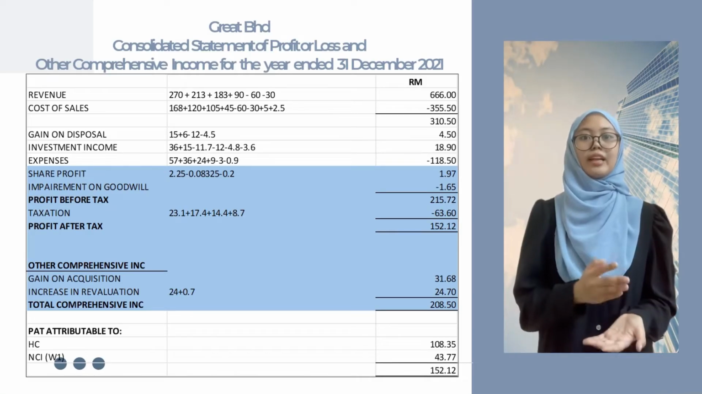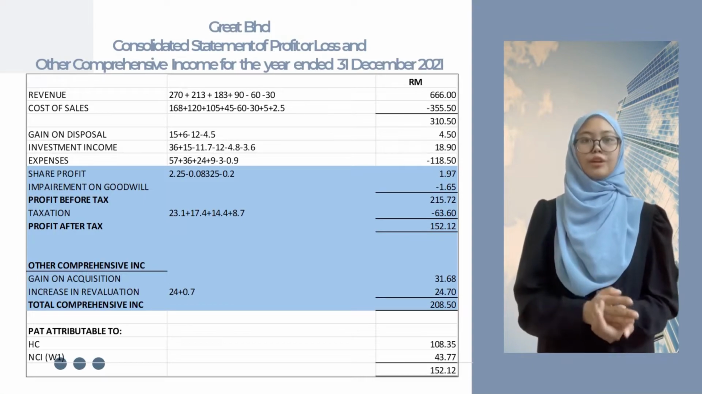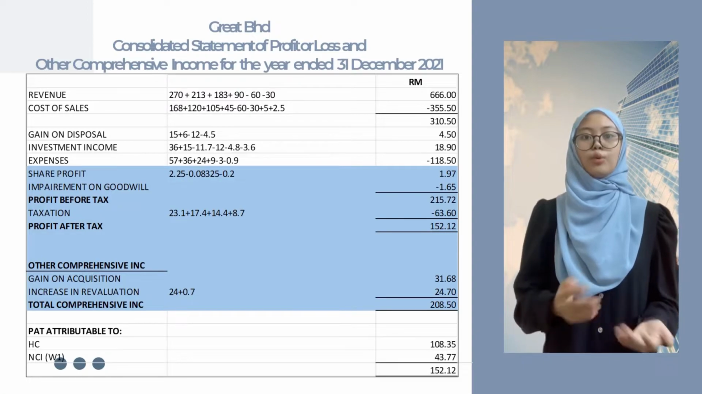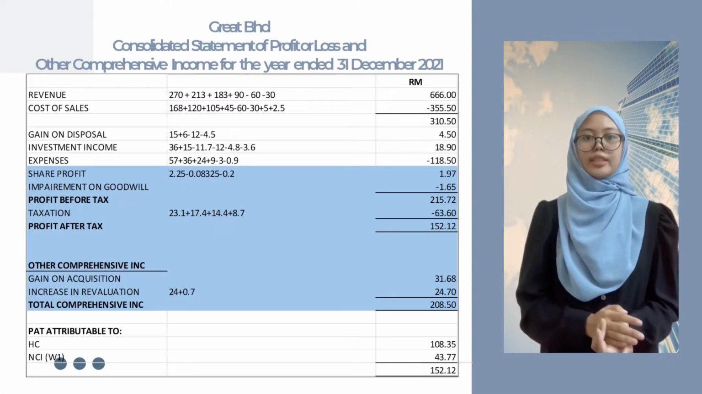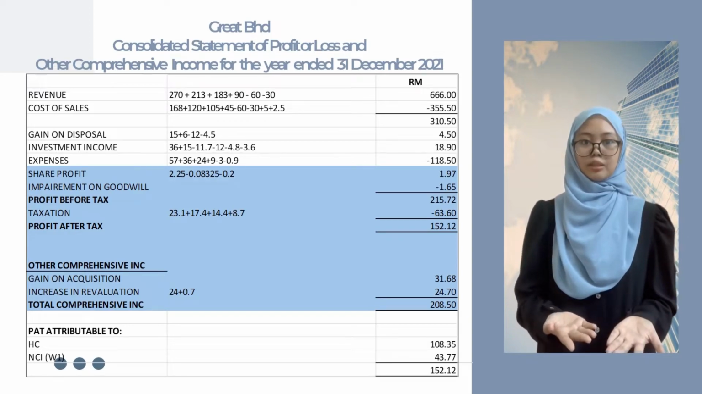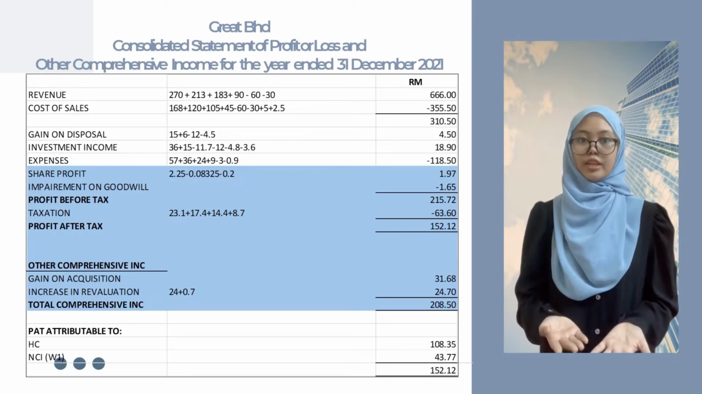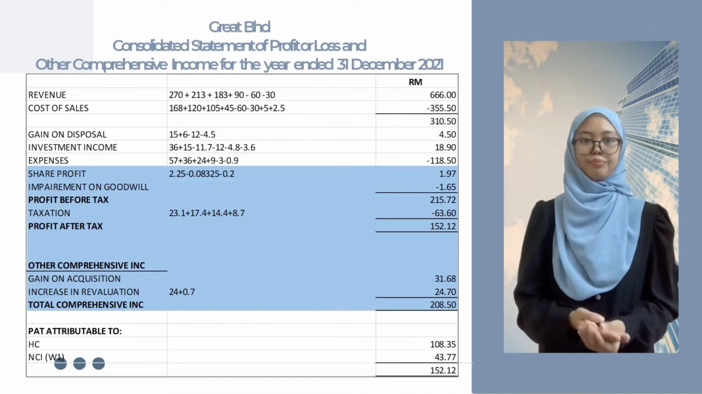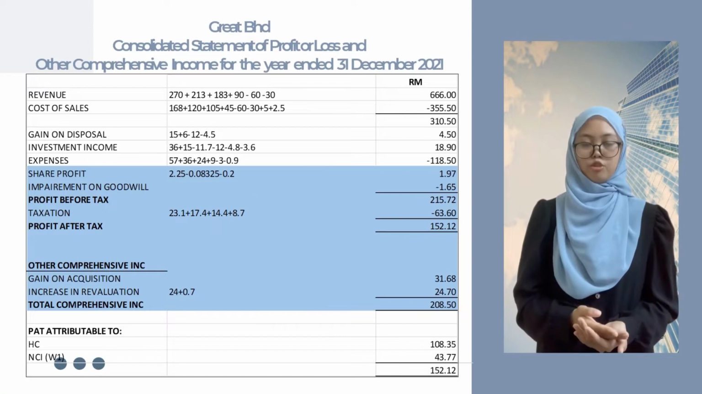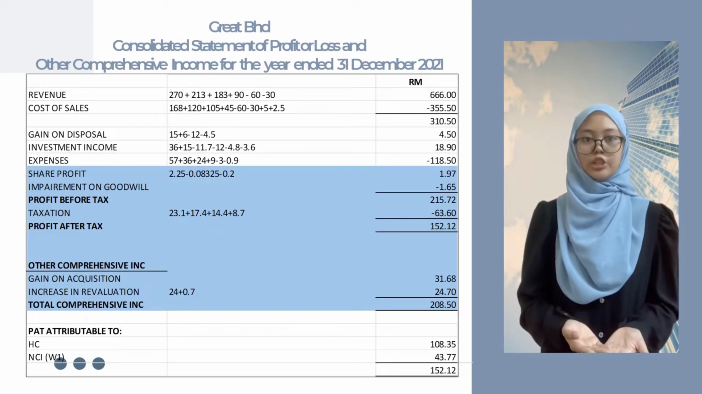After that, we will get profit before tax, which is 215.72 million ringgit Malaysia, and need to subtract taxation of the year, which is 63.6 million ringgit Malaysia. This adjustment had been made based on the figure provided in the question. Hence, it will result in profit after tax at 152.12 million ringgit Malaysia.